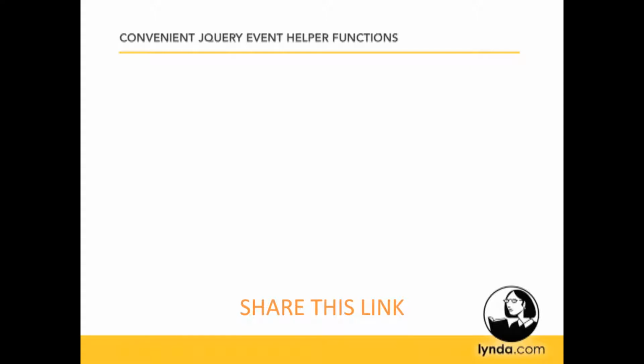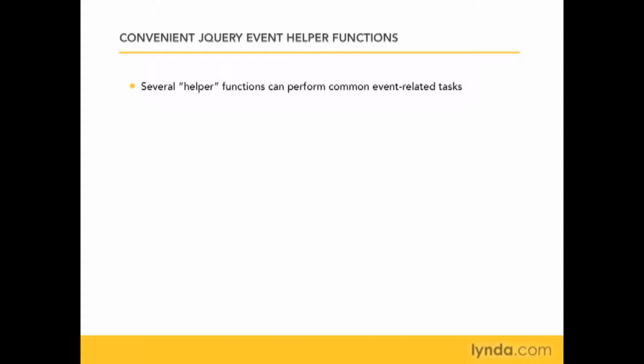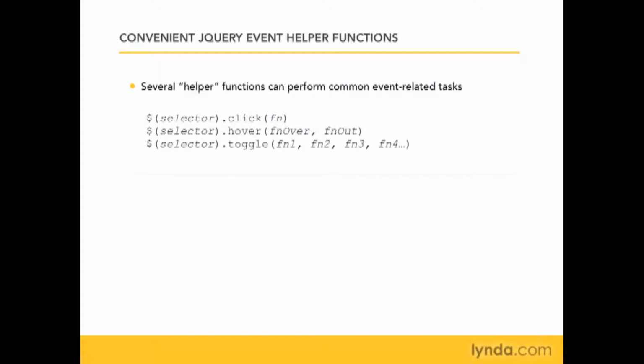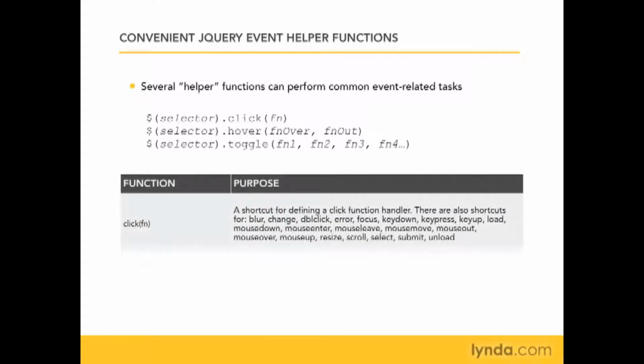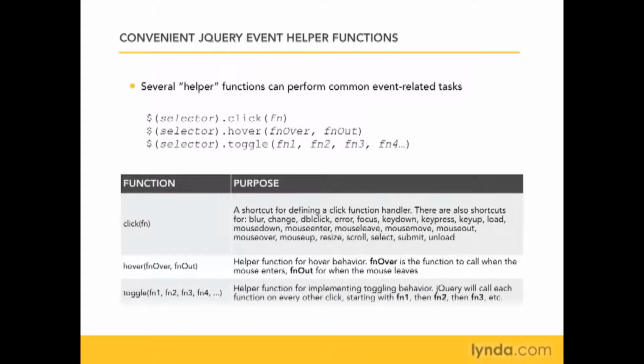In addition to basic binding and unbinding functions, jQuery provides some convenient helper functions that perform some common event-related tasks. So in the previous example, we saw how to bind mouse events to an element using the bind function. However, you can also use some convenient jQuery helper functions to do handling for common events. jQuery provides functions that happen to correspond to the names of some pretty common events, such as, for example, the click function. So in this case, instead of writing bind with the string click, you simply call the click function and you supply the event handler.